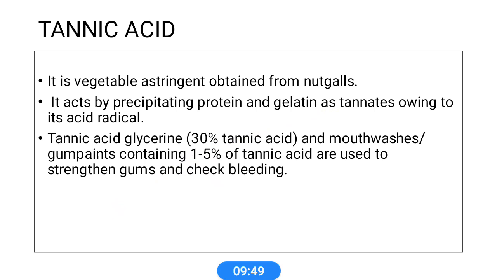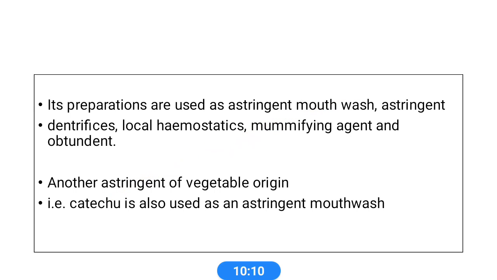Tannic acid is a vegetable astringent obtained from nutgall. It acts by precipitating protein and gelatin as tannates owing to its acid radical. Tannic acid glycerin, mouthwashes, gum paint containing 1 to 5% of tannic acid is used to strengthen the gums and stop bleeding. Its preparations are used as astringent mouthwash, astringent dentifrices, local hemostatic, mummifying agents, obtundants.